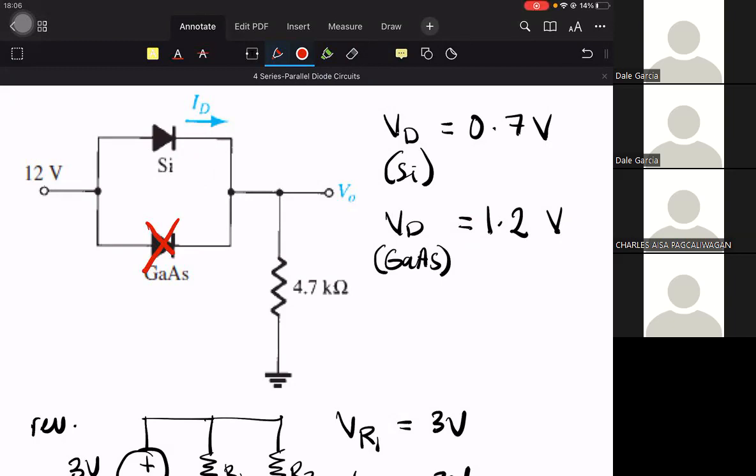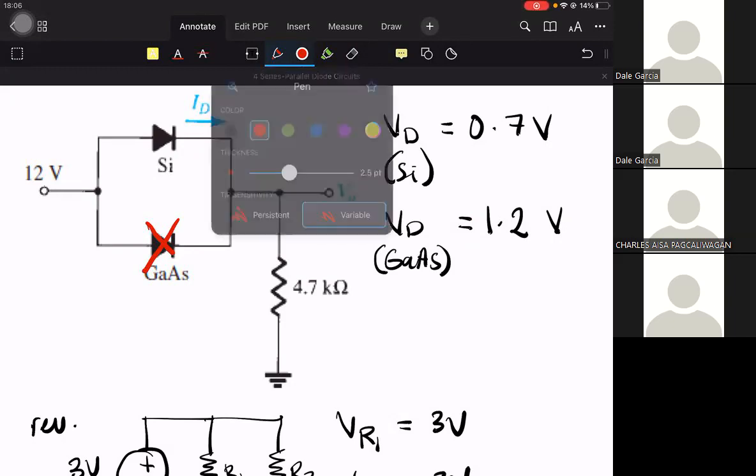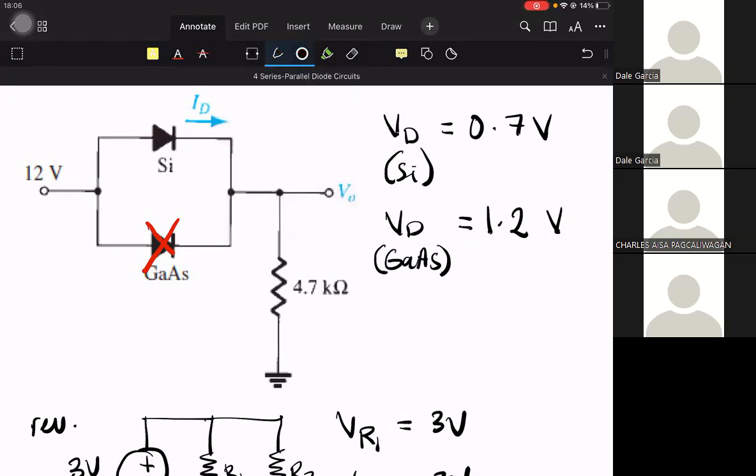So, that would make our circuit into a purely series na circuit. No? So, nahulog na purely series circuit na siya. Just like the previous examples. So, yan na lang. Okay? Di man mo-turn on si gallium arsenide.